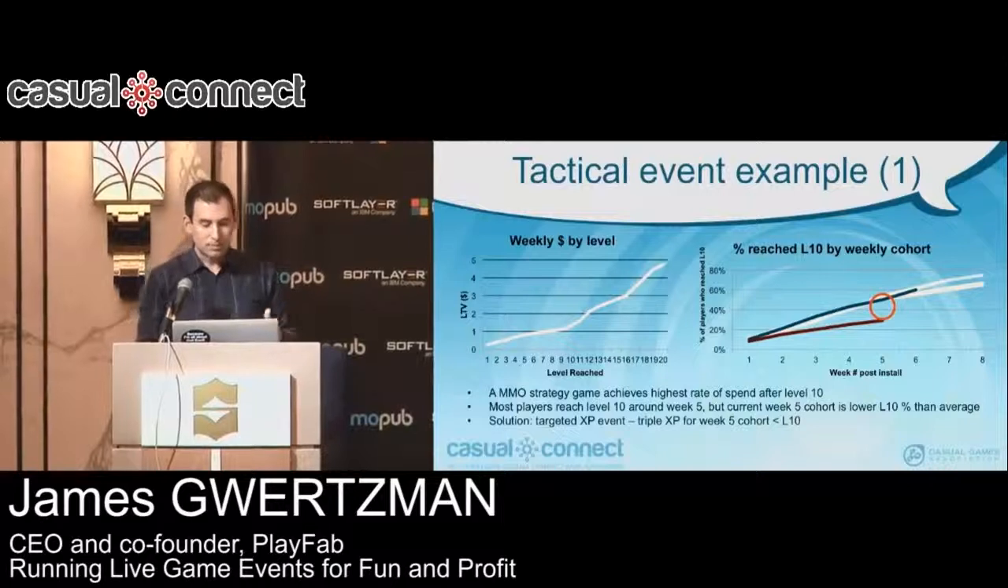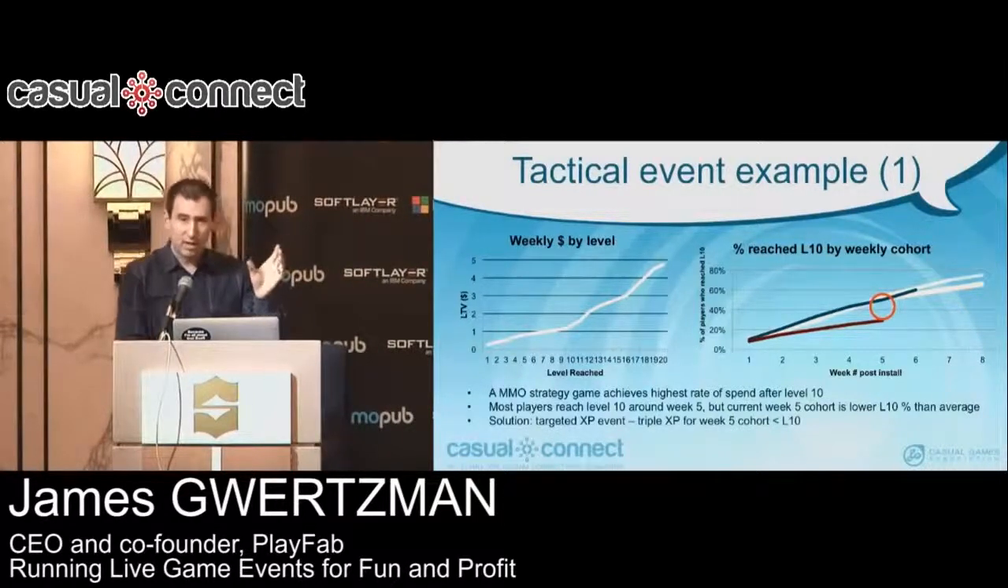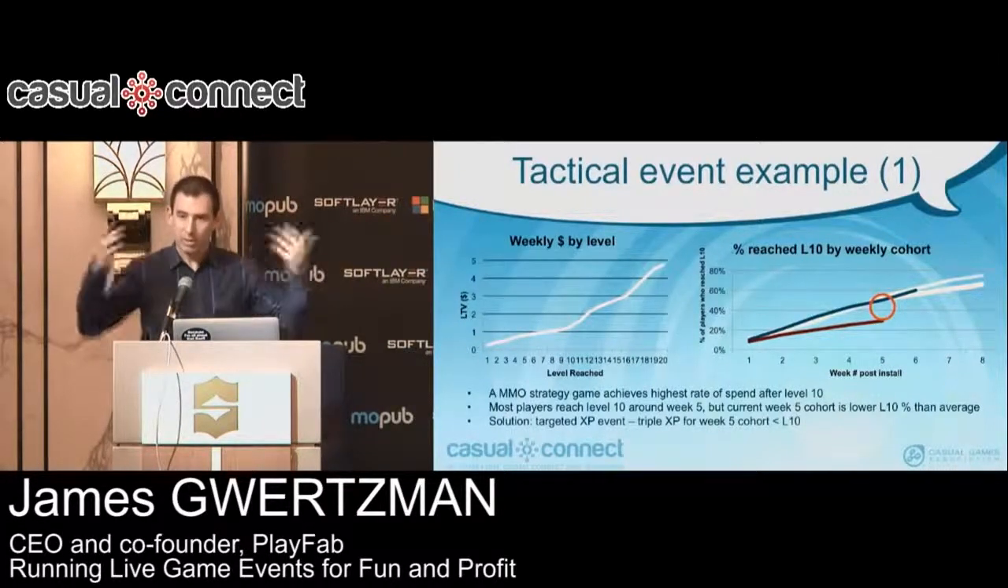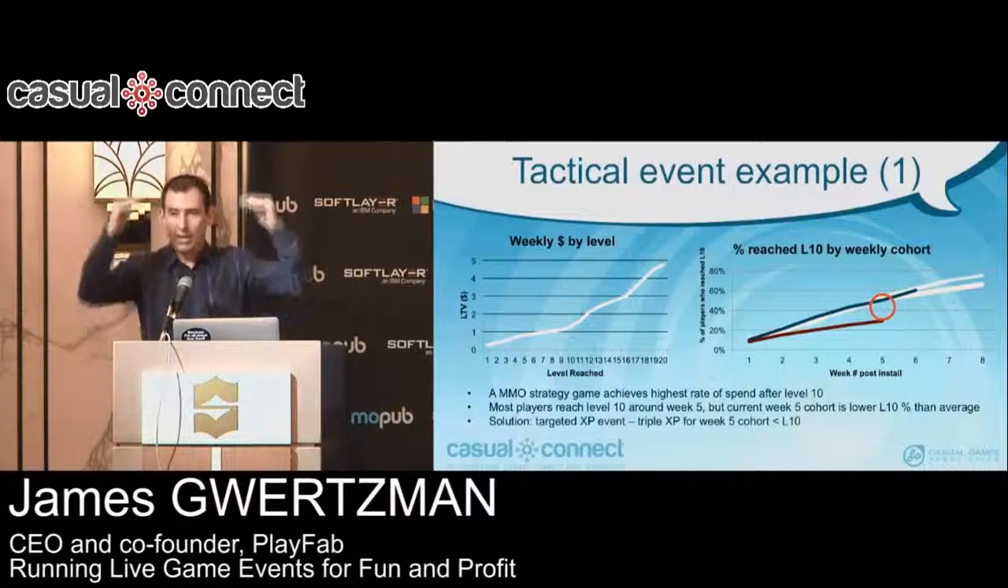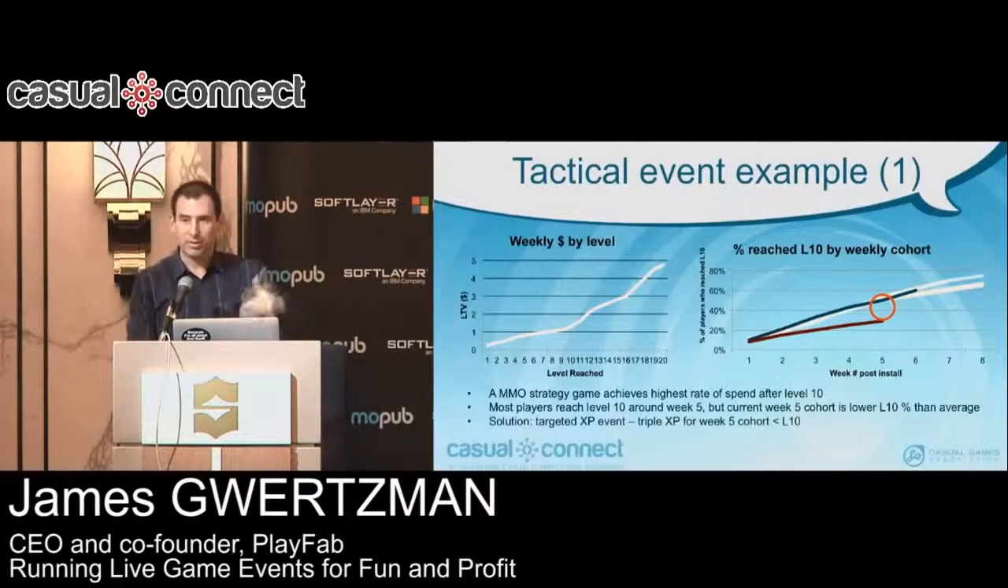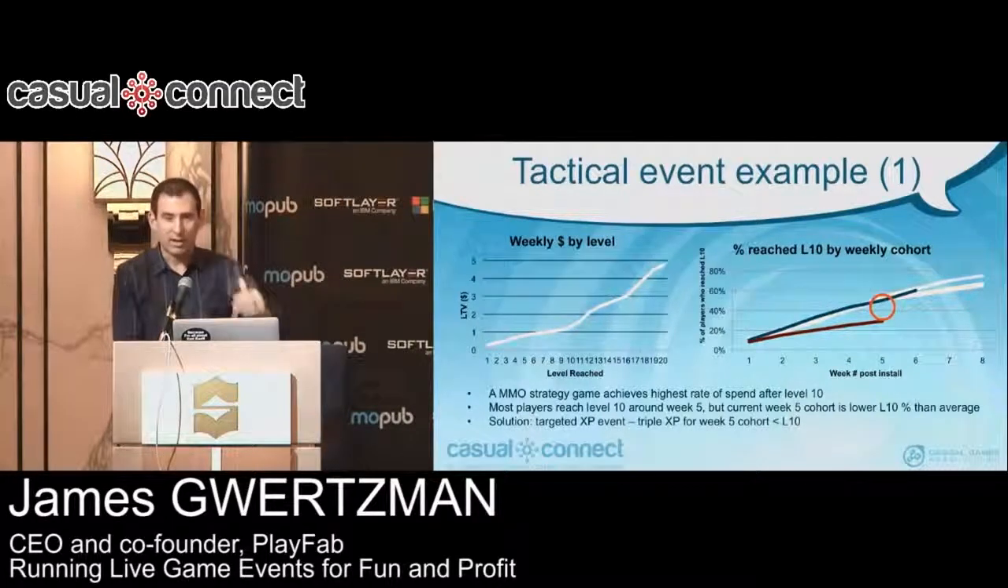Well, what you might choose to do is have a new event targeted only at that week 5 cohort of players, where you're telling these players, hey, for a limited time only, we're tripling the XP rate. And by tripling the experience rate, you're encouraging those players to play more during that limited time and level up and basically get back on track with where the other players should be. So that's an example of an event specifically designed to get a certain cohort back on track.